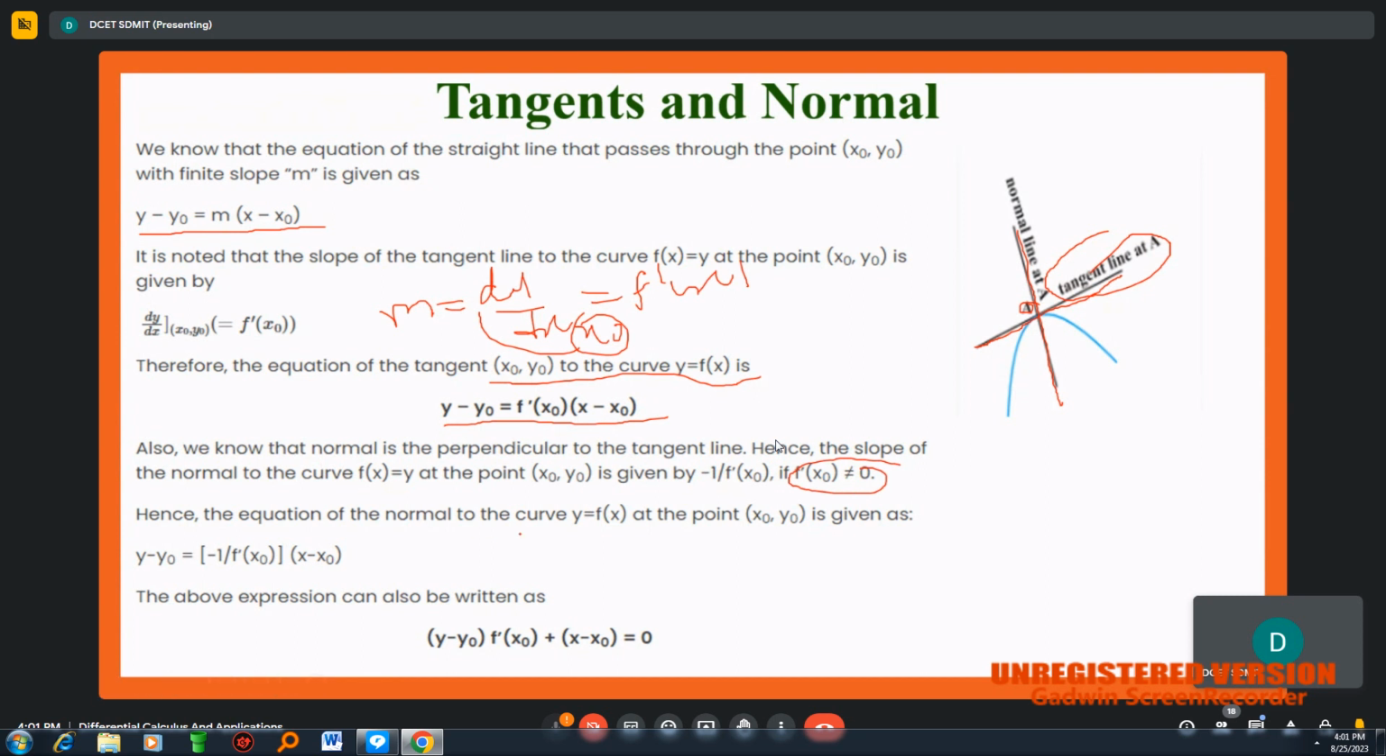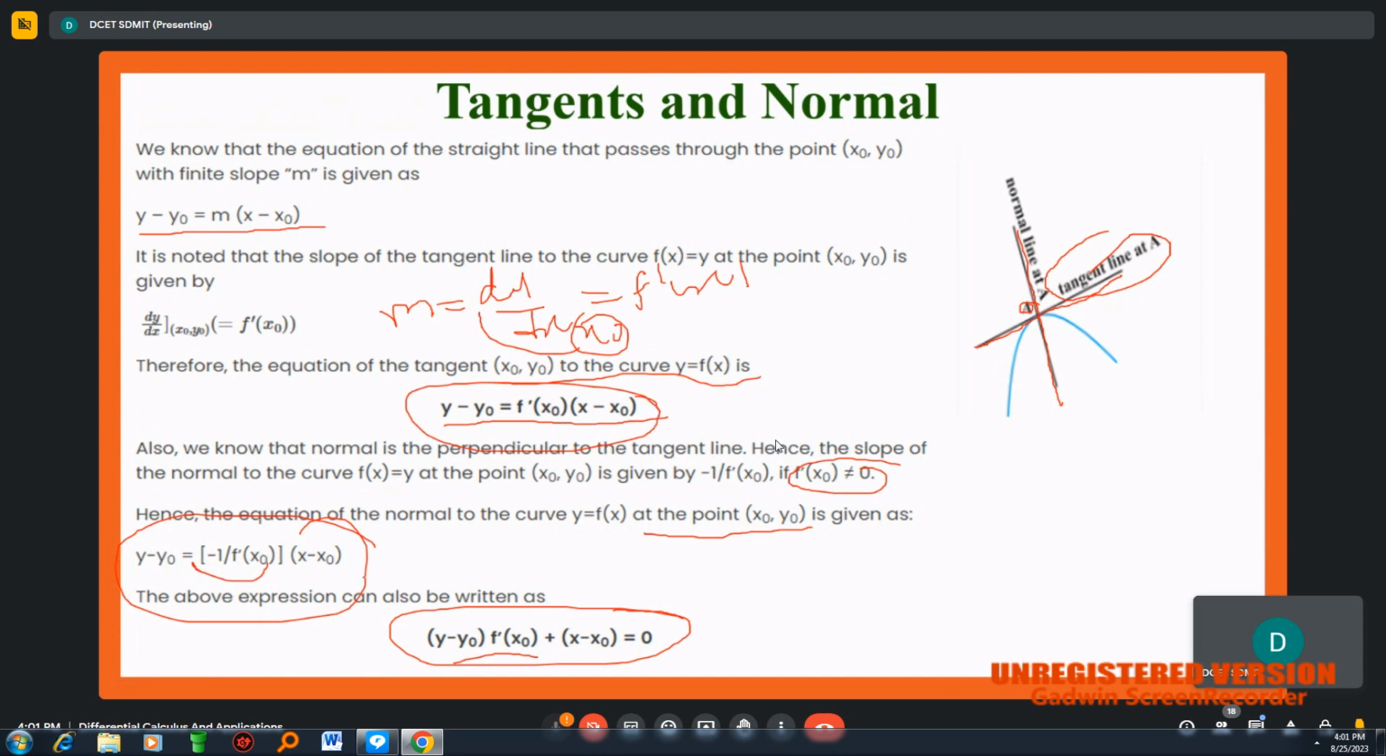Hence, the equation of the normal to the curve y is equal to f of x at the point x naught, y naught is given as y minus y naught is equal to minus 1 divided by f dash of x naught into x minus x naught. We can also write this equation in the form y minus y naught into f dash of x naught plus x minus x naught equal to 0. This is the normal to the curve. Now this one is the equation of the tangent.